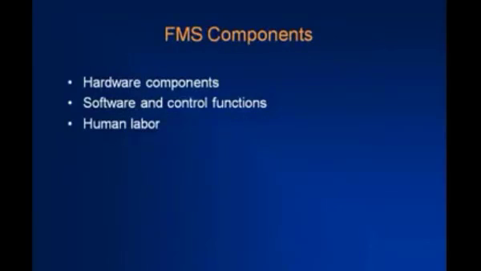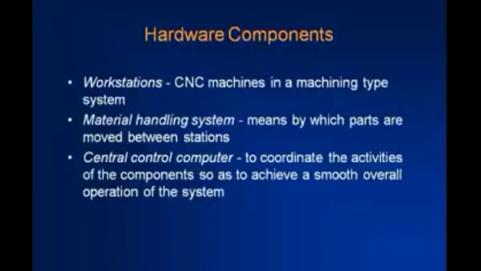FMS components are hardware components, software, control functions, and human labor. The hardware components are workstations that consist of CNC machines. Material handling system means by which parts are moved between the different stations and machines. And the central control unit coordinates the activities of the components to achieve the smooth operation of the system.